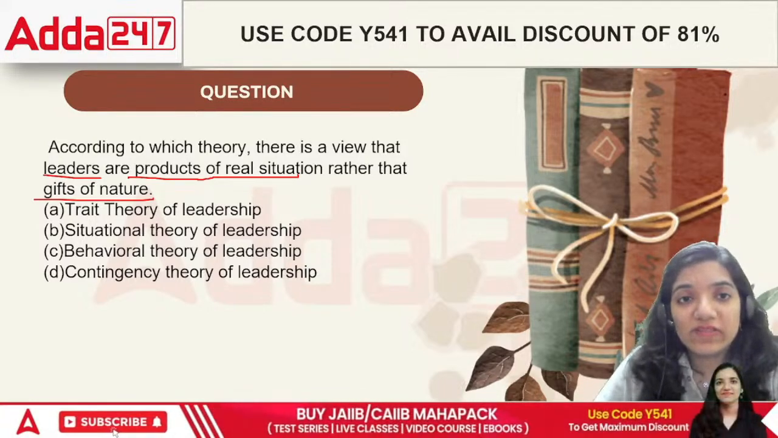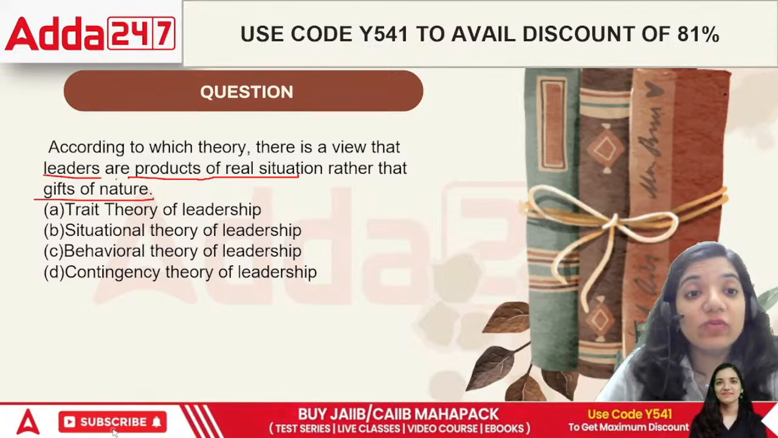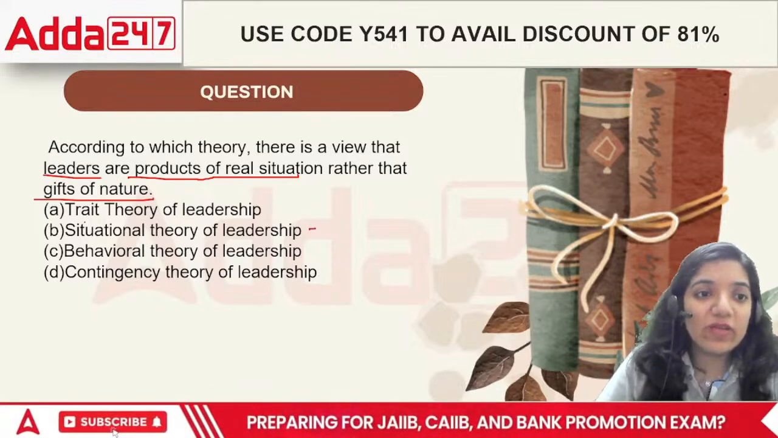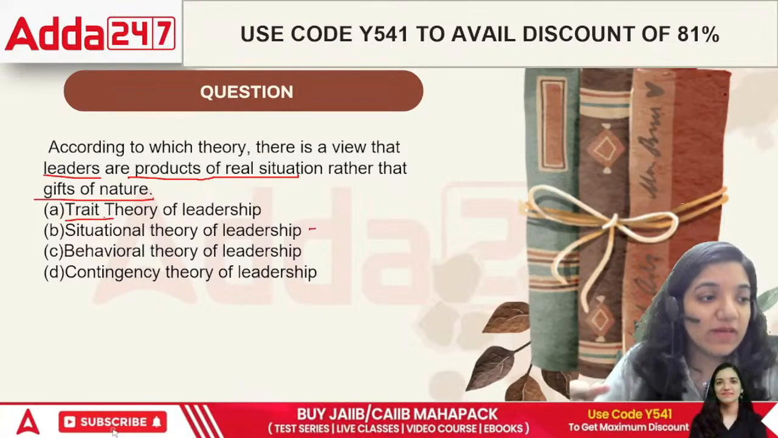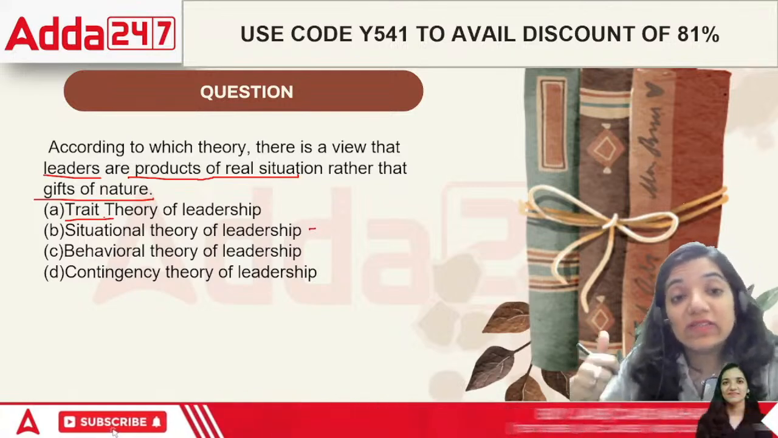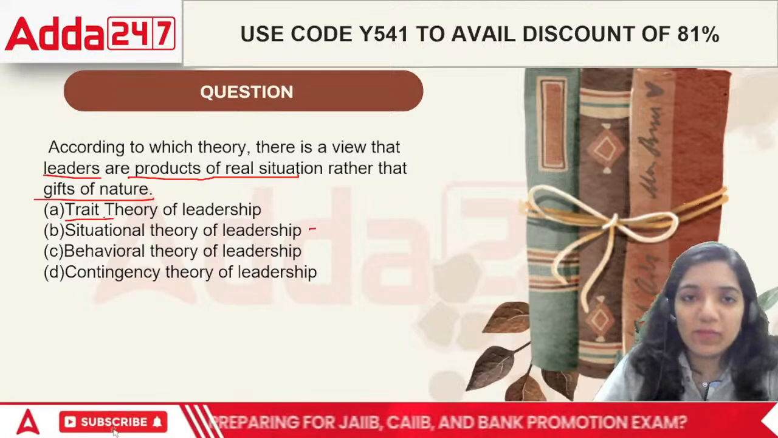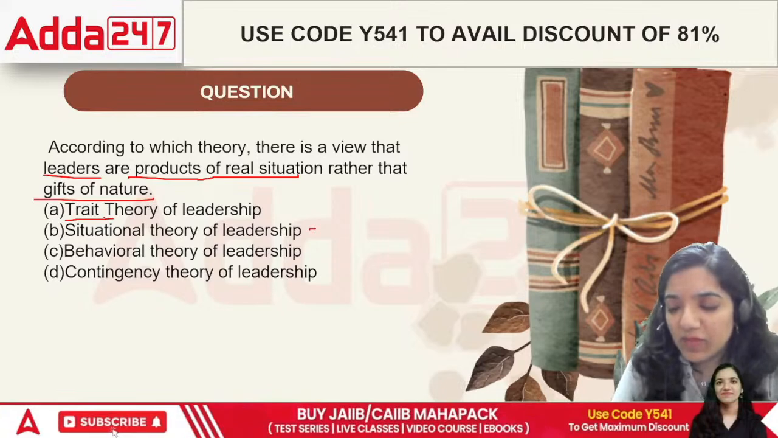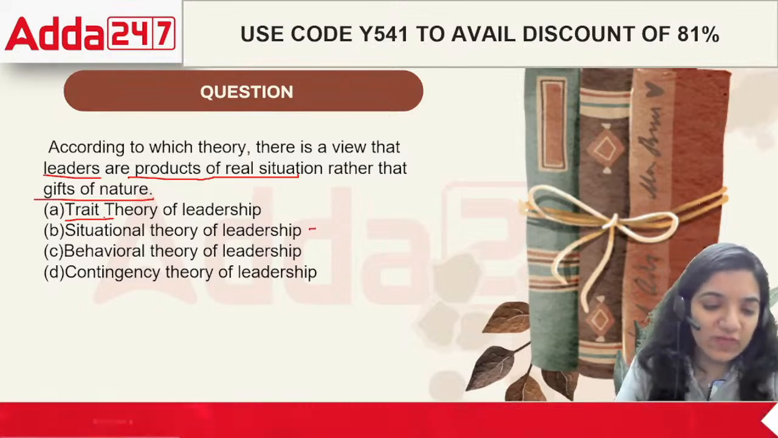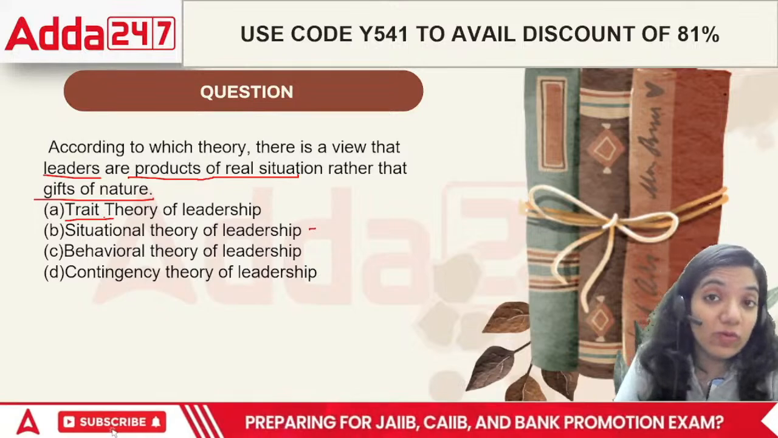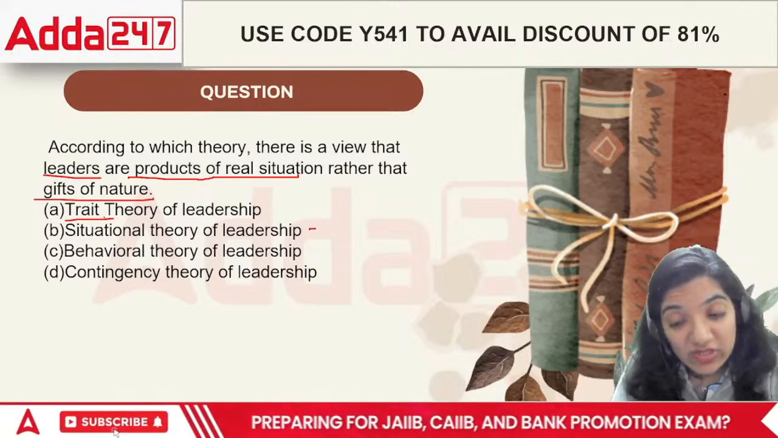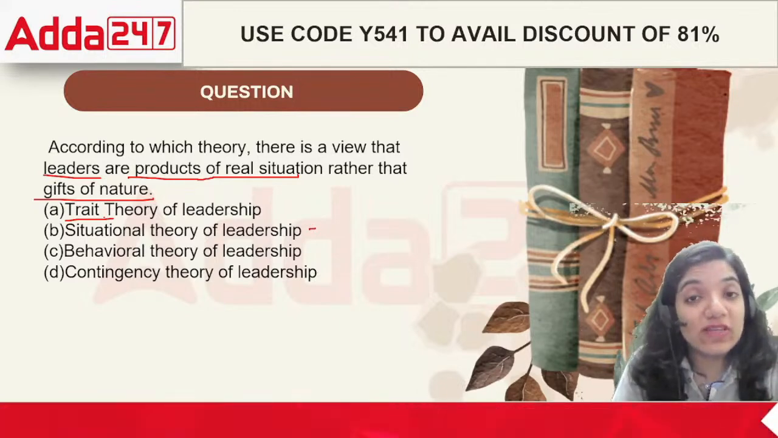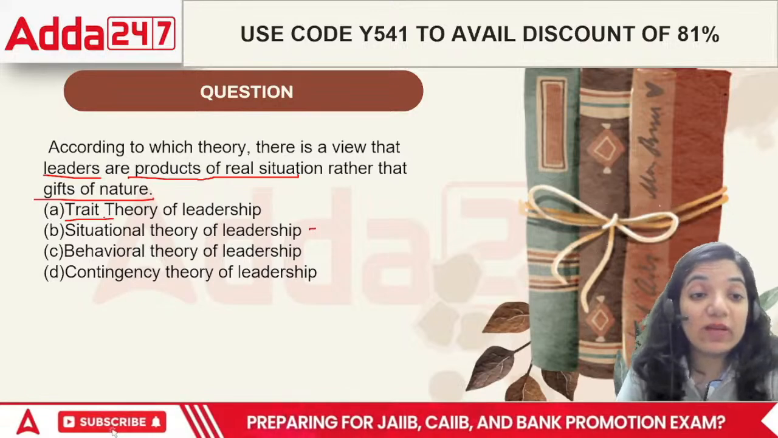Okay, so when I talk about this area, according to which theory, there is a view that leaders are products of real situations. See, the point is situational theory. Trait theory is all about characteristics. That means a leader has certain traits which makes him stronger. Situational theory means, for example, how did Spider-Man become Spider-Man? He became Spider-Man because there was a situation, he faced the villains, and that's how he became the hero in that particular situation. So situational theory is basically a point where a particular person shows extraordinary skills at the time of stress, and that's how he becomes the leader.